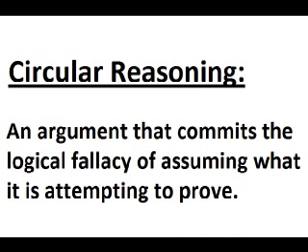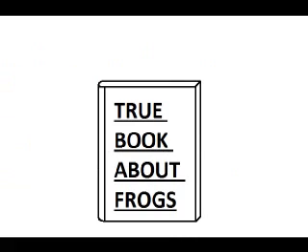Circular reasoning is an argument that commits the logical fallacy of assuming what it is attempting to prove. To illustrate what this means, let's look at an example. This is a book called The True Book About Frogs. Let's take a closer look at this book to see if we are justified in believing its claims.